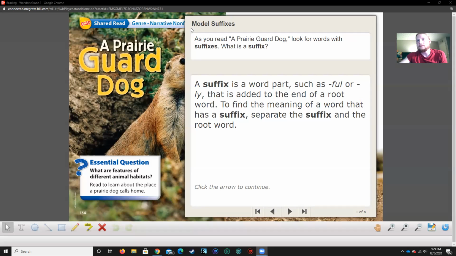All right. So we're going to read part of a prairie dog story and look for words with suffixes. What is a suffix? It is a word part, such as full or ly, that is added to the end of a root word. To find the meaning of a word that has a suffix, separate the suffix and the root word.